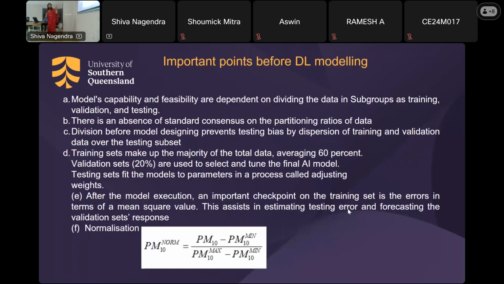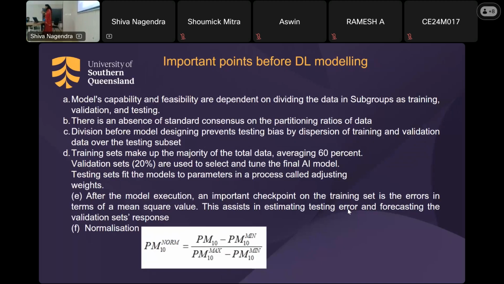So these are some of the points we always take care of before we start AI modeling. We check whether we are dividing the data into training, validation, and testing, and not just training and testing. Because when you use validation, it fine-tunes the model. All of this division is done before testing to remove the bias of dispersion of the training as well as validation test over the training subset.